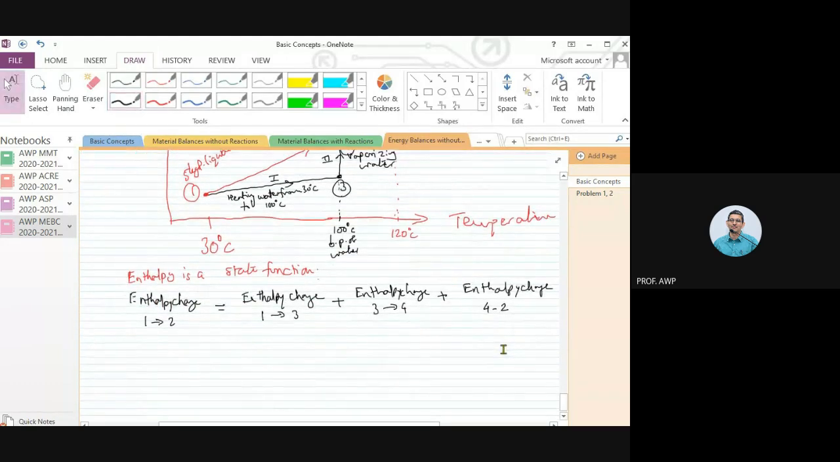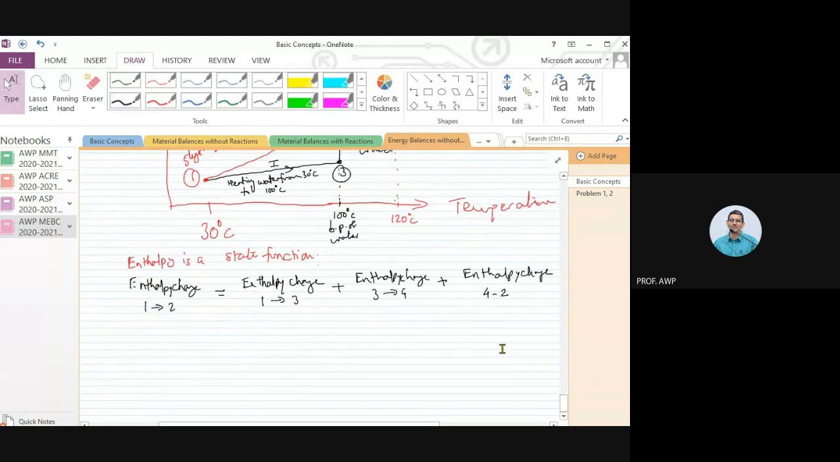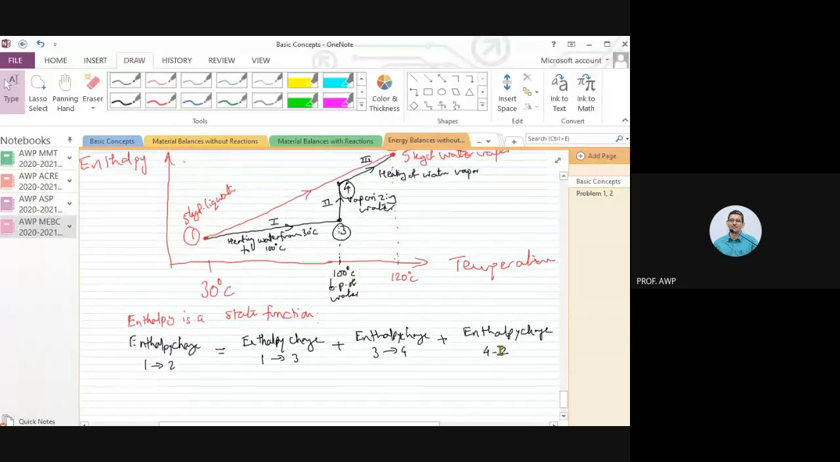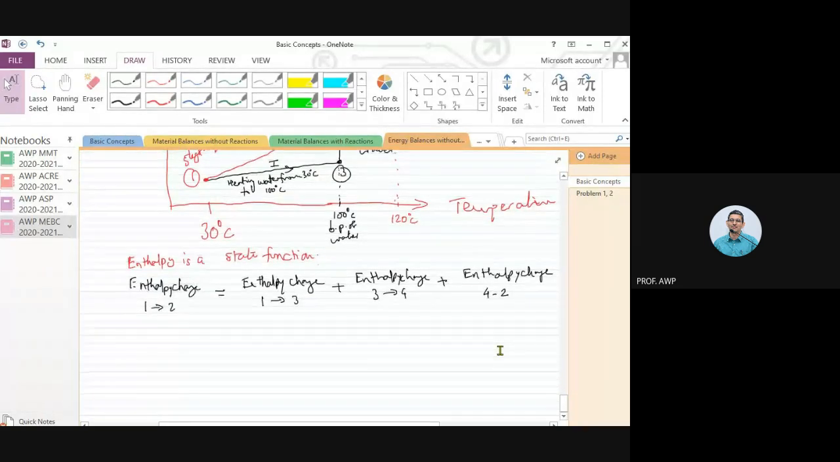Please stop me if you have any doubt at any point of time. I'm just explaining a fairly straightforward problem. You did these kinds of things in your 11th standard, 12th standard. So now when we say enthalpy change for 1 to 3, this is a sensible heating. Everybody understands what I mean by sensible heat. Sensible means there is a change of temperature. Latent means there is no change of temperature. The phase is changed from liquid water to water vapor.